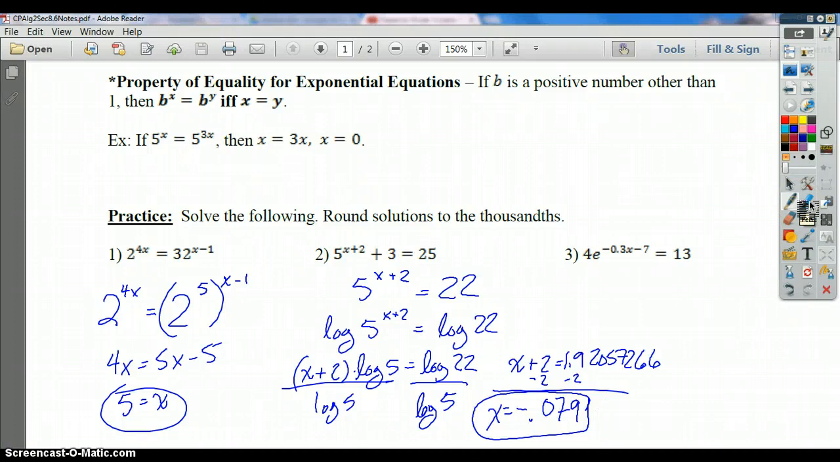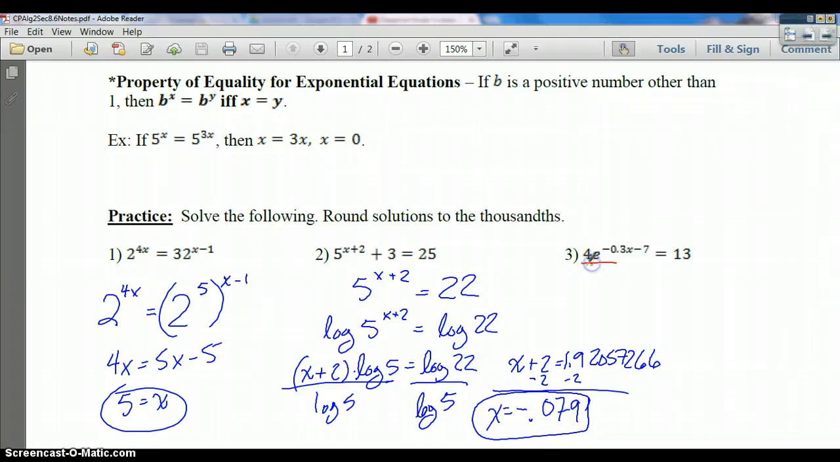All right? So let's keep shifting gears here. Let's jump over here to number 3. I'm going to divide by 4. This is e to the negative 0.3x minus 7 equals 13 divided by 4. Now to cancel e out, you want to put times natural log here. When you multiply natural log to both sides, that cancels this out. We'll leave you with negative 0.3x minus 7 equals the natural log of 13 divided by 4.